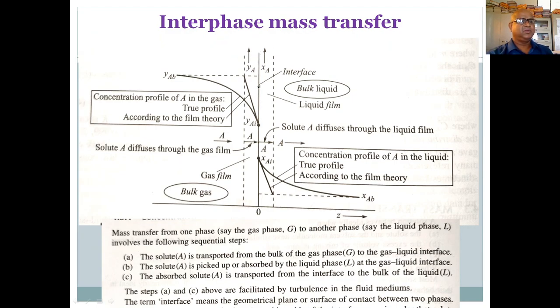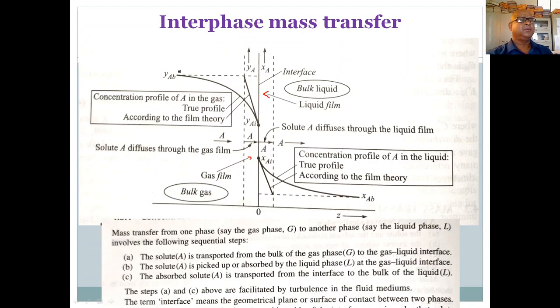Okay, so this is Z equal to 0, this is the interface, and this dotted line is the liquid film, and this will be your gas film. So this is your gas film and this is bulk. So gas film is this, if you can see this, and this is your liquid film.